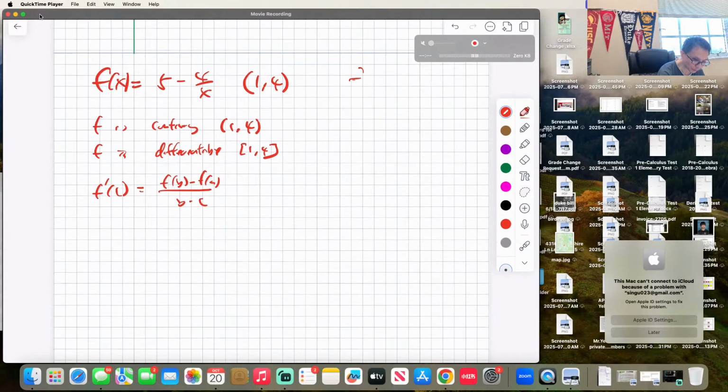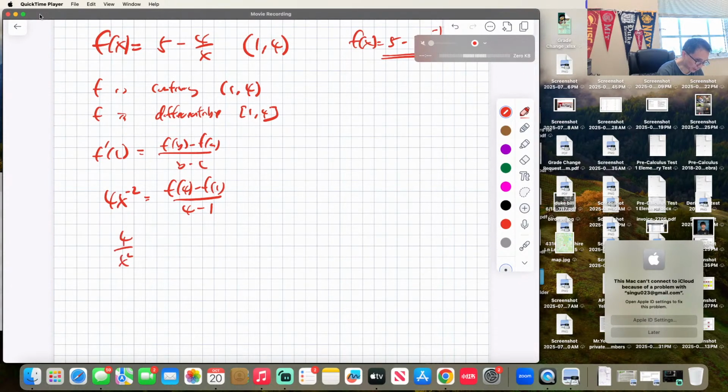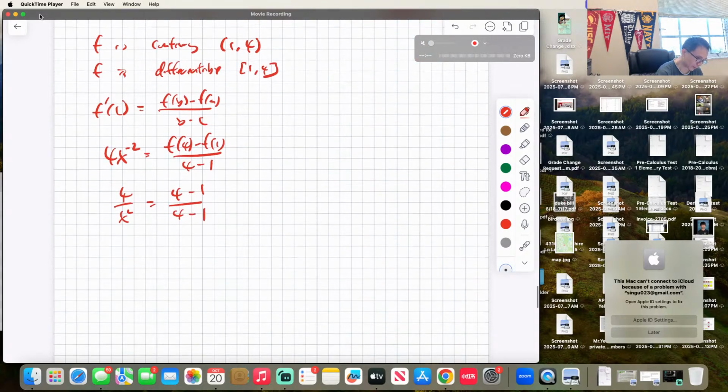What's the derivative of this? Well, f of x is equal to 5 minus 4x to the negative 1. So if I take a derivative, what am I going to get? 4 over x squared. So 4x to the negative 2. Is that okay? And this is f of 4 minus f of 1 over 4 minus 1, which is the average rate of change. This is 4 over x squared. If I plug in 4, I'm going to get 4. If I plug in 1, I'm going to get 1. So it's 4 minus 1. So 4 over x squared equal to 1. X squared is equal to 4. X equal to plus or minus 2.